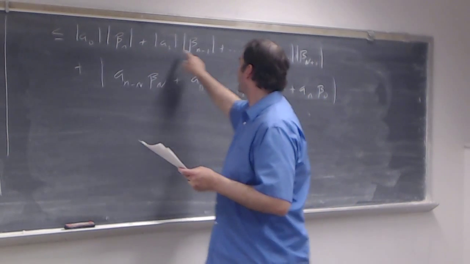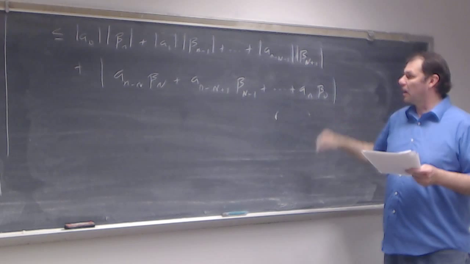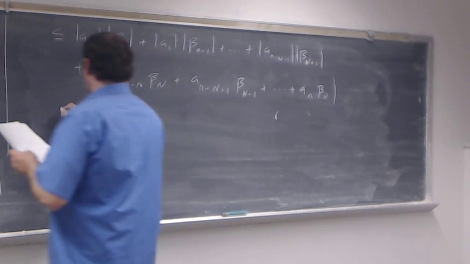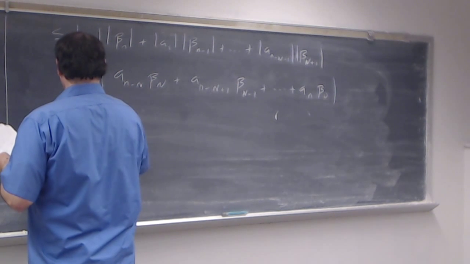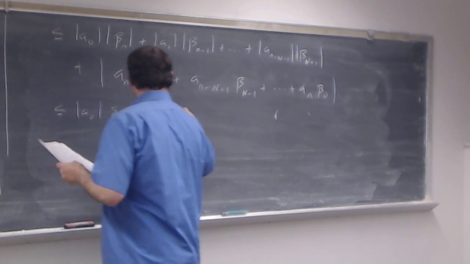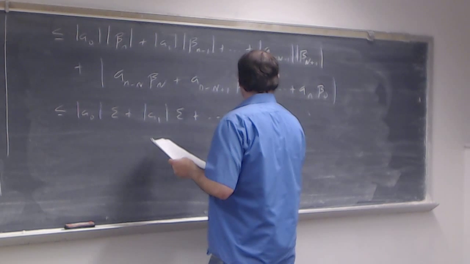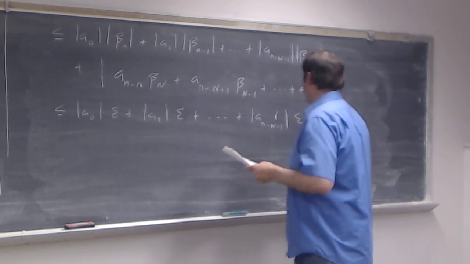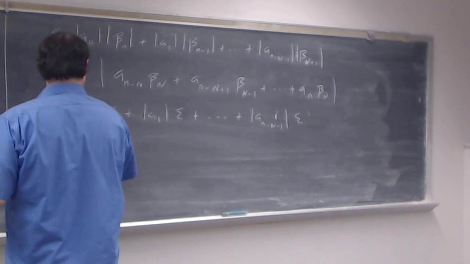Now, each one of these terms, and that's why we're breaking them up in this way, is going to be less than epsilon. So I'm going to replace each one of these terms with epsilon. So it's the absolute value of a sub 0 times epsilon plus the absolute value of a sub 1 times epsilon plus, up to, the absolute value of a sub n minus big N minus 1 times epsilon. And then the rest of this I'm going to leave as is.